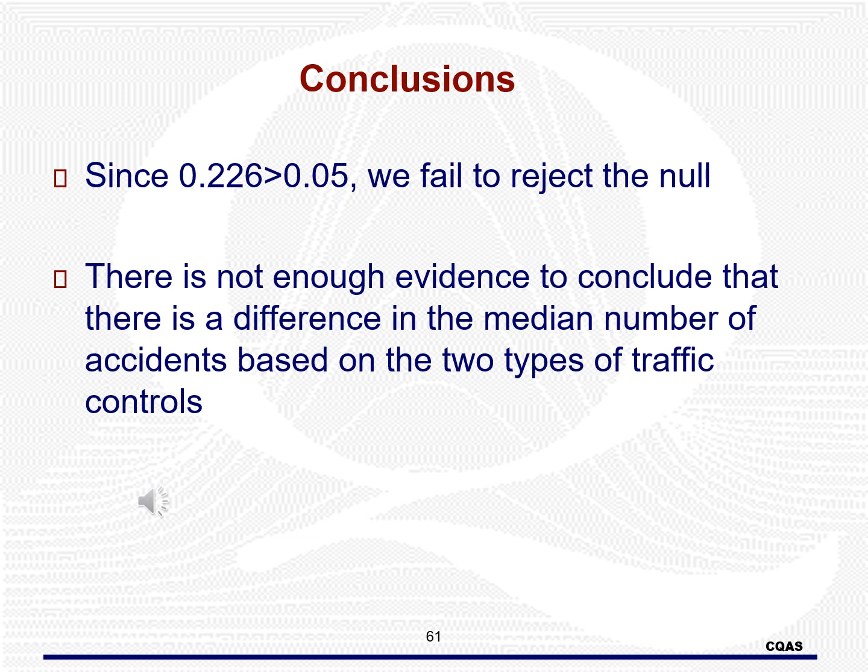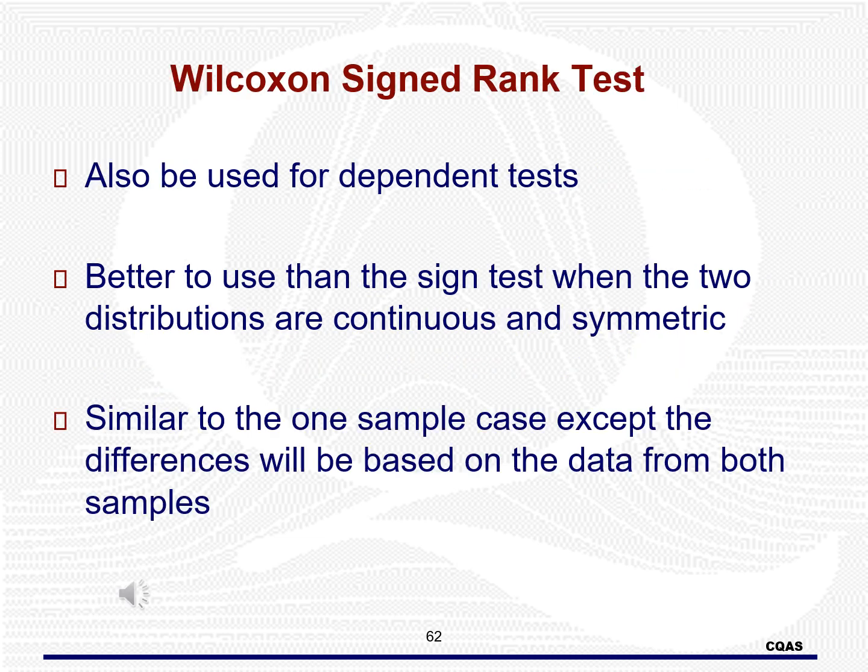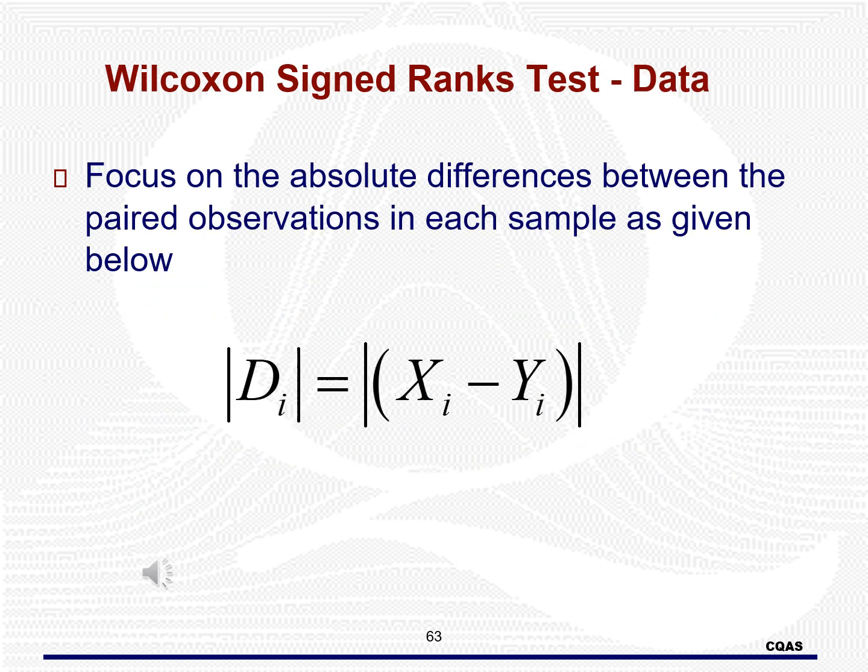Now let's talk about the WSR test. This test can be used for the paired situation as well as the one sample case. The WSR test is better to use than the sign test when the two distributions are continuous and symmetric. The technique is similar to the one sample case except the differences will be based on the data from both samples. Let's look at the absolute differences. To prepare the data for the Wilcoxon signed rank test, we need to transform the observations by using the absolute differences between the paired observations from each sample as seen in the slide. Again, the value for X should be taken as the first group from the hypotheses.